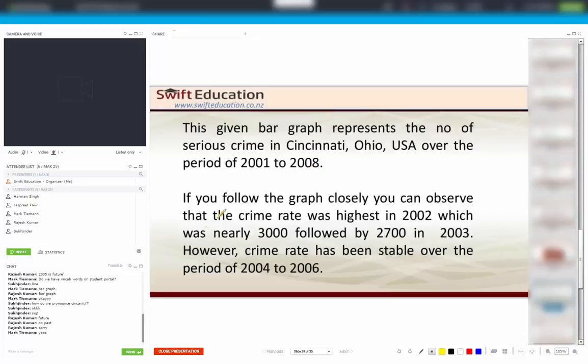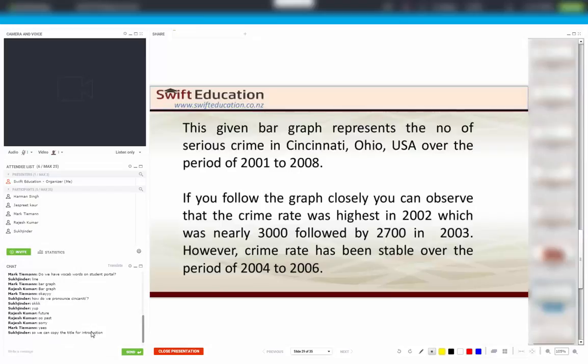Cool. Okay, let's go into the body of the describe image. It says, if you follow the graph closely, you can observe that the crime rate was highest in 2002, which was nearly 3,000, followed by 2,700 in 2003. However, the crime rate has been stable over the period of 2004 and 2006.